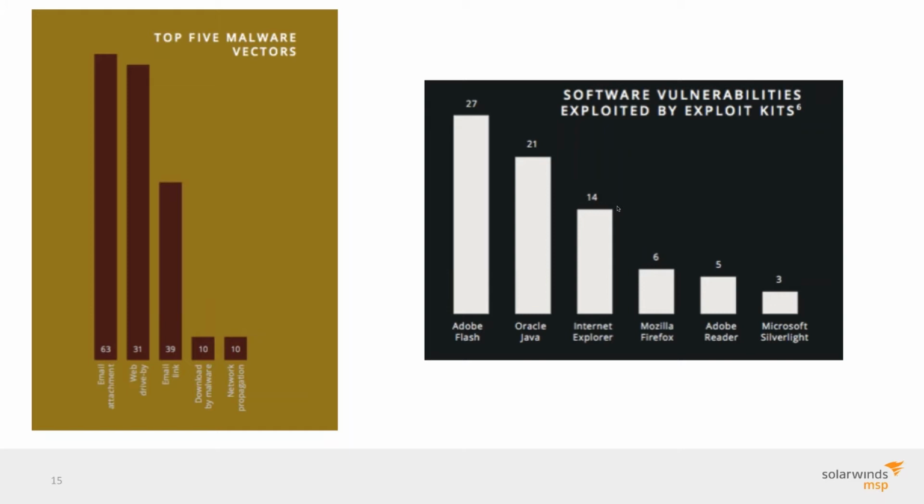So what software is most exploited by these things? Well, Adobe Flash, we've known for a long time, is one of the top ones. Java, Internet Explorer, Firefox, Adobe Reader, and Microsoft Silverlight. Now, if we look at that, that's all web-based browsing stuff. So you want to make sure that all of that stuff is patched, all of it's up to date, so that the Trojans and things that are coming in can't take advantage of those exploits to do further damage.